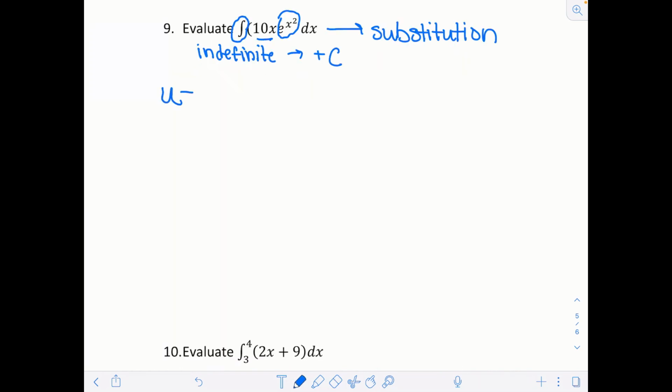The way that we select what to set u equal to is we try to find something in there where its derivative is also in the integral. So for this one, I'm going to let u be x squared. Then if I take the derivative of that, du over dx, I would get 2x. That's because the 10x in the front is very similar to the derivative we just found. And then I'm going to rewrite this as du is equal to 2x dx. And now I'm going to start substituting things back in.